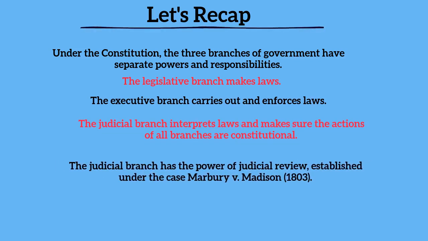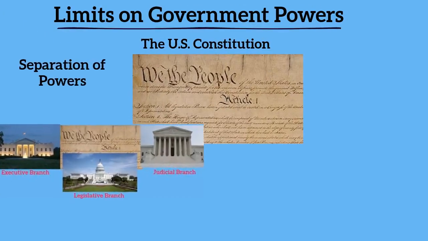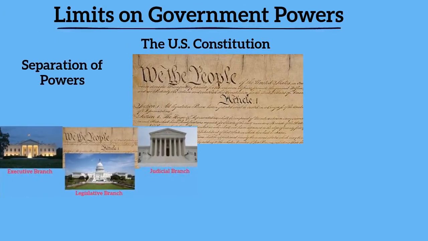And remember that this power of judicial review that the Supreme Court has was established under the case of Marbury versus Madison in 1803. So even though the framers separated the powers of government into three distinct branches, they wanted to make sure that one branch could not have more power than the other two.